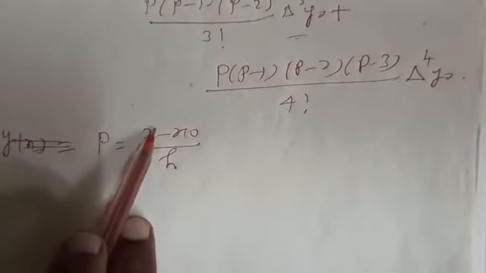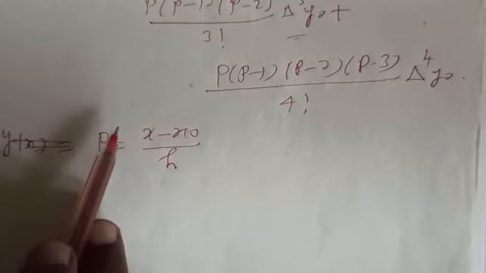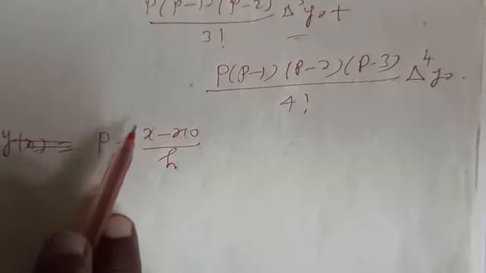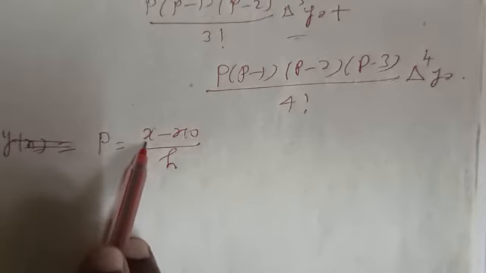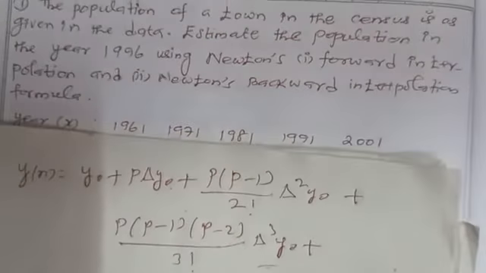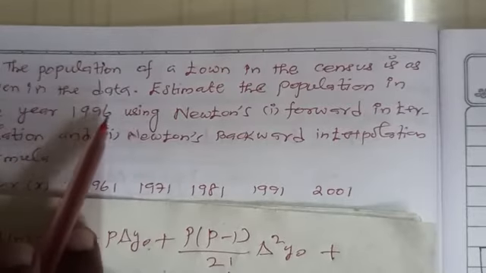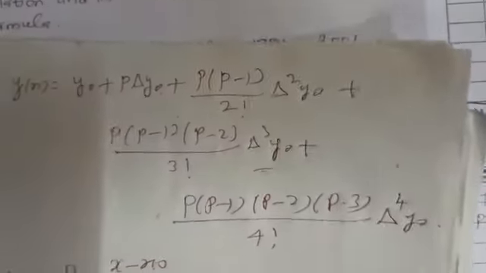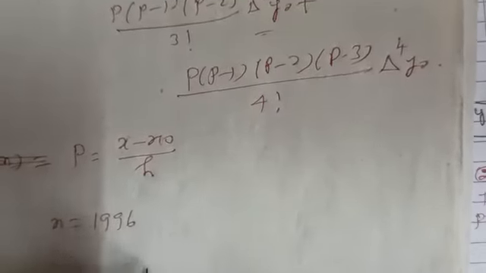We already discussed what the value for x is. X means the given x value, for which we have to find the corresponding y value. In the question, the given x value is 1996. Here x is equal to 1996.